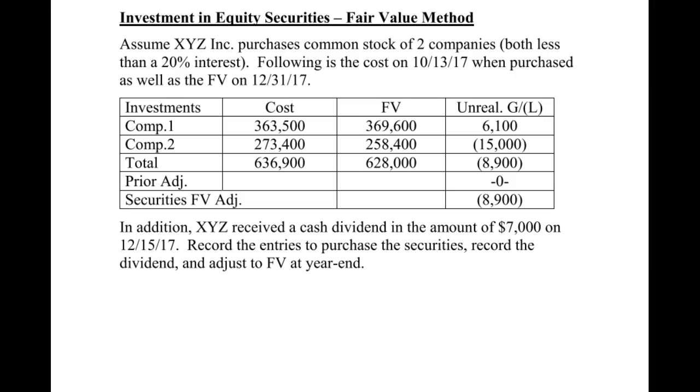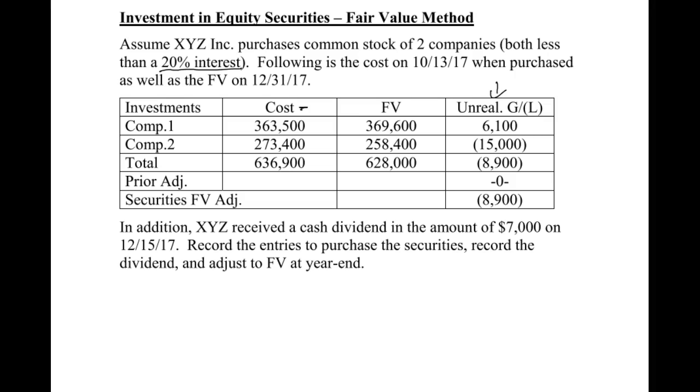All right, so we've got a company. They purchased common stock of two separate companies. Notice here both are less than a 20% interest, which means we have a passive interest, and we'll be using the fair value method. It gives the cost right here, which is the cost when we purchased them on 10/13, and then the fair market value on 12/31. And then it goes on. In the previous ones, I've added this column right here and had to write it out, but here I just went ahead and typed it in.